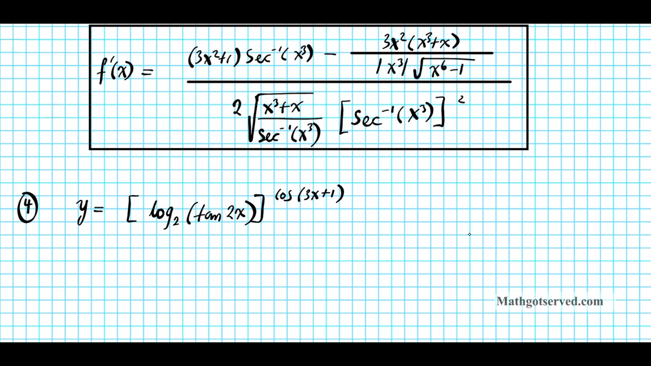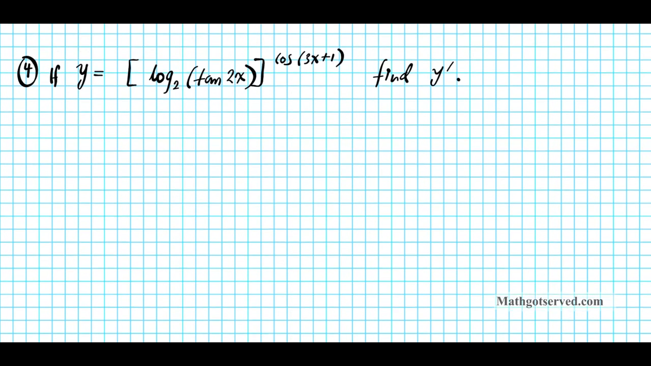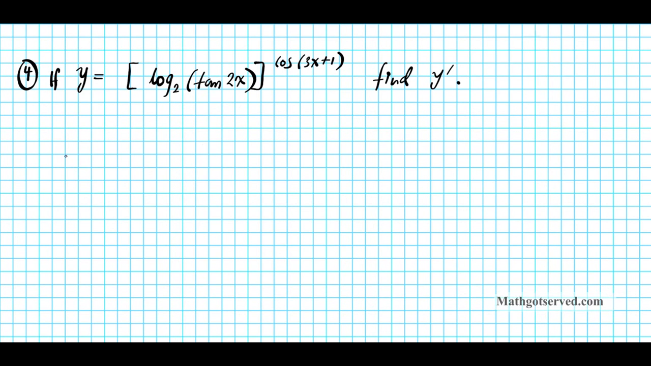Anyway, when you have a situation like this, a function raised to a functional exponent, you're going to have to use logarithmic differentiation. So let's go ahead and use logarithmic differentiation to find y prime. So let's write down what the problem is completely. If y is equal to that, find y prime. So that's the task. First thing you're going to do, if you want to use logarithmic differentiation, is to take the natural logarithm of both sides of the equation. So you take the natural logarithm of y equals the natural logarithm of log base 2 of tan 2x raised to the cosine 3x plus 1.